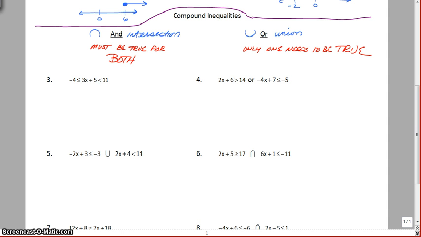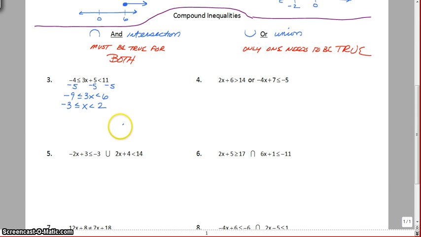So to solve a compound inequality, we do the same thing as any solving equation, except when we subtract 5, we're going to subtract 5 from all three parts. So this is going to give us negative 9 is less than or equal to 3x, which is less than 6. So now we have to divide everything by 3. That's going to give us negative 3 is less than or equal to x, which is less than 2. So this is our compound inequality.